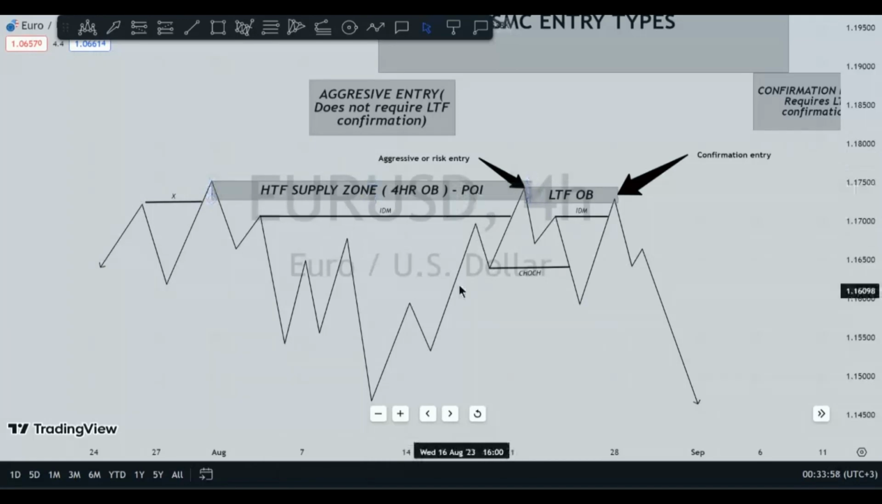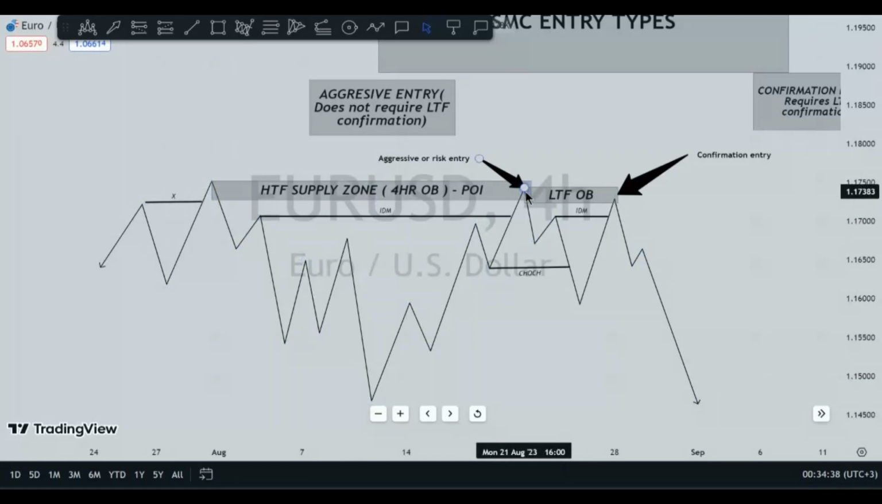So what you do is you just wait for price to come back to your POI, and then you take the trade from there. That is aggressive entry, whereby you just take the trade from the higher time frame POI without any confirmation from lower time frames.